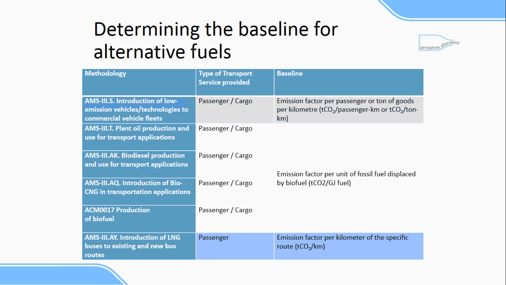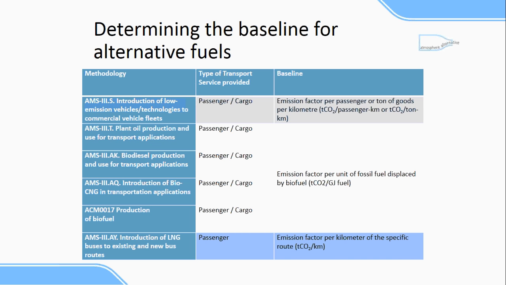Here I show you all of the CDM methodologies that are applicable for alternative fuels mitigation actions and are available from the CDM. These are also mentioned in the compendium. So we have 6 methodologies, and these group into 3 main strategies for determining the baseline for alternative fuels, and then also for monitoring.